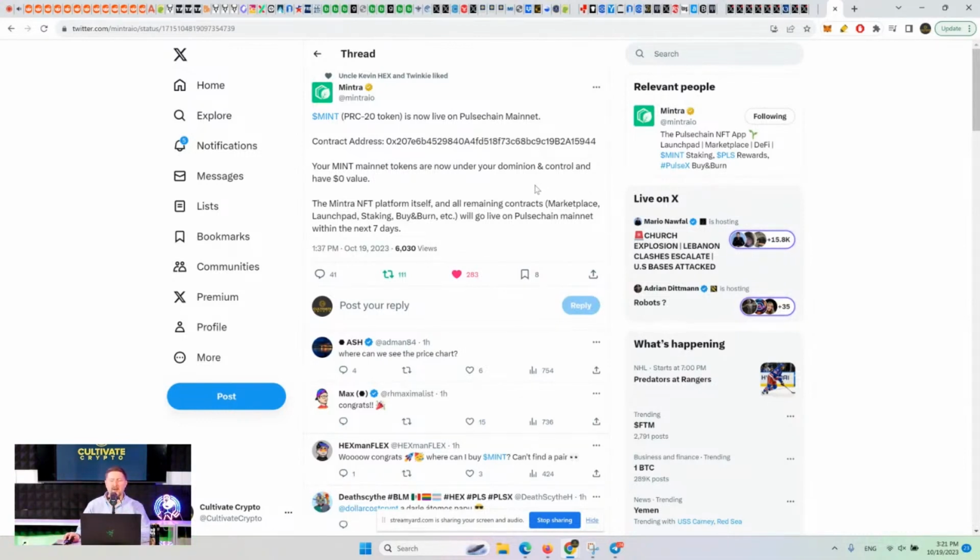So pretty exciting to see a brand new chain launch before our eyes with Pulse Chain back in May. But it's also exciting to see a brand new entire ecosystem of NFTs just start, the very germination, the very early seed of that happening now on Pulse Chain via Mintra. So great stuff there.